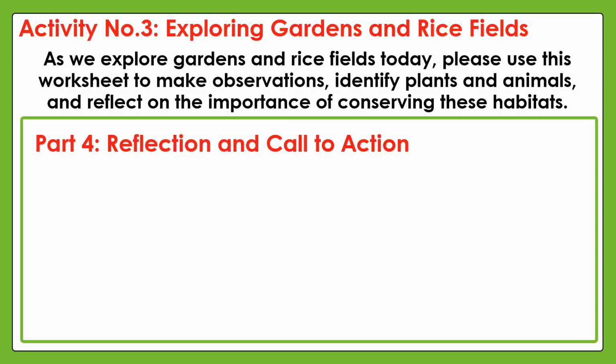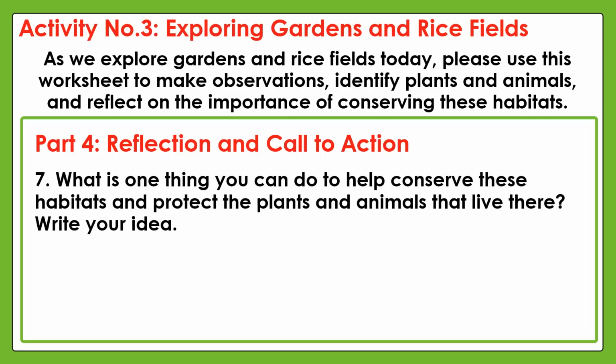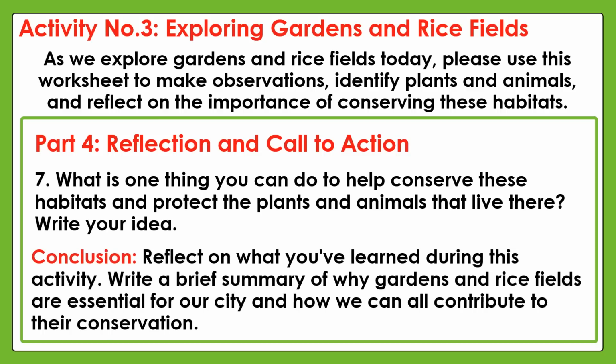Part 4, Reflection and Call to Action. 7. What is one thing you can do to help conserve these habitats and protect the plants and animals that live there? Write your idea. Conclusion. Reflect on what you've learned during this activity. Write a brief summary of why gardens and rice fields are essential for our city and how we can all contribute to their conservation.